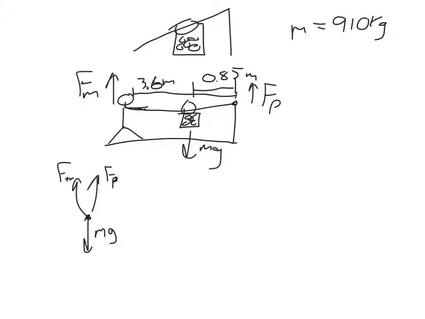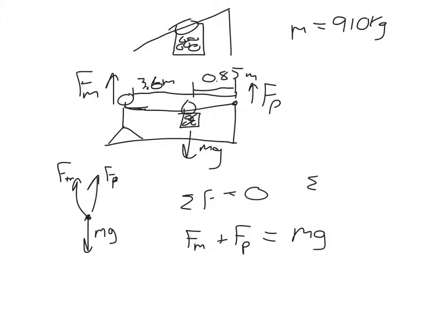And those have to balance out, right? Because the thing is not moving up or down. It's in static equilibrium. So sigma F has to equal 0, which is only true here if the force from the man plus the force from the pivot equals mg. And we're looking for both of those. We want the man's force and the pivot point's force. And since this equation has two variables, we can't really use it. But we can also do a sigma torque equation.